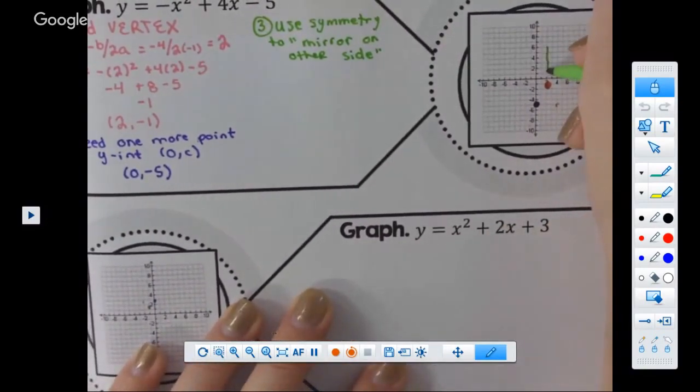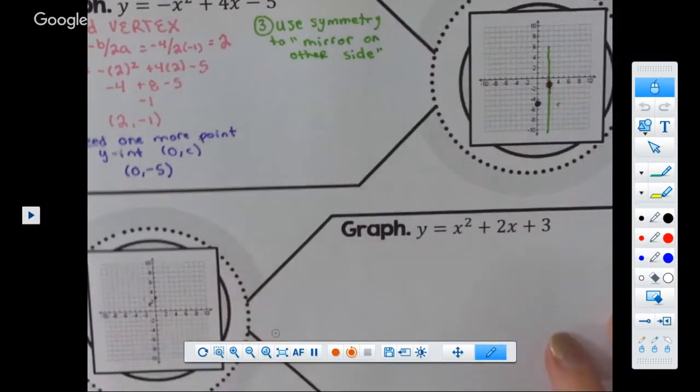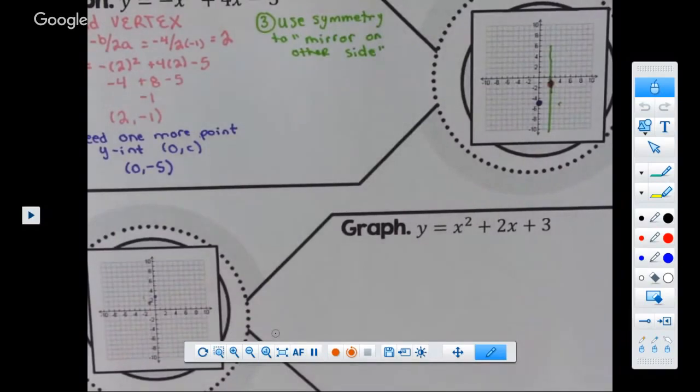So you don't have to do this, but I'm going to draw a line that goes through the vertex just to remind you that that's my line of symmetry. Now you don't have to. If it bothers you to draw a line through it, the line doesn't really exist. It's just a visual cue for me.